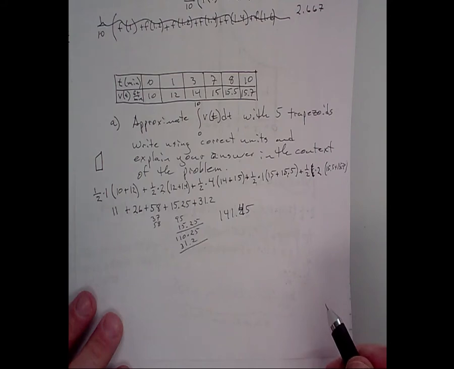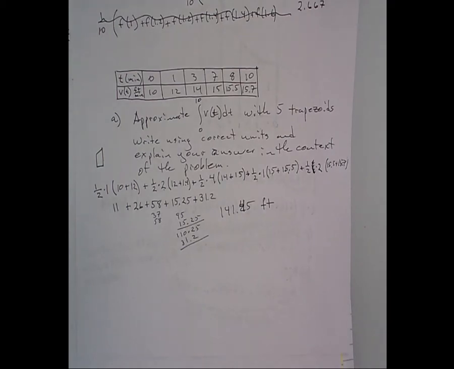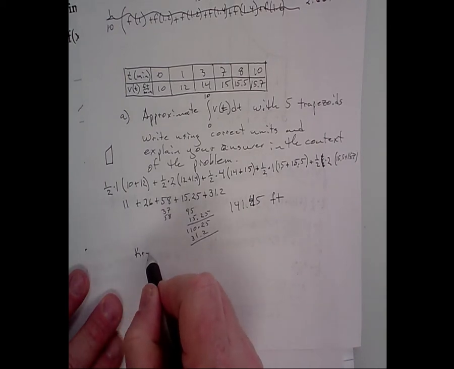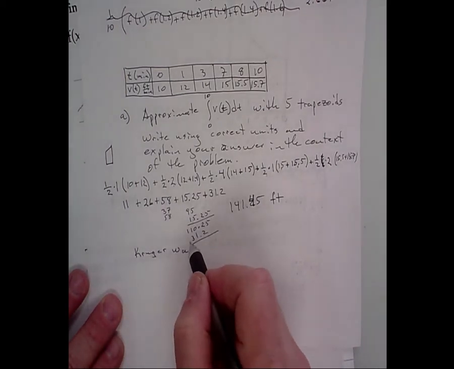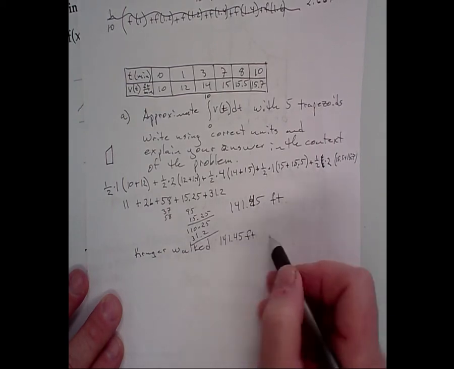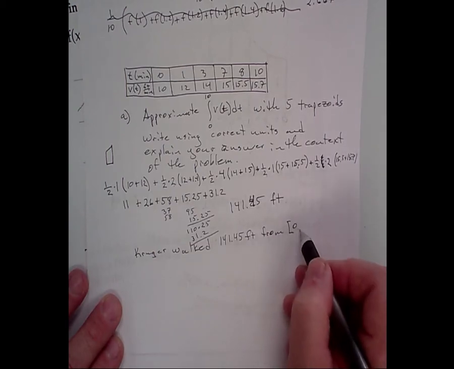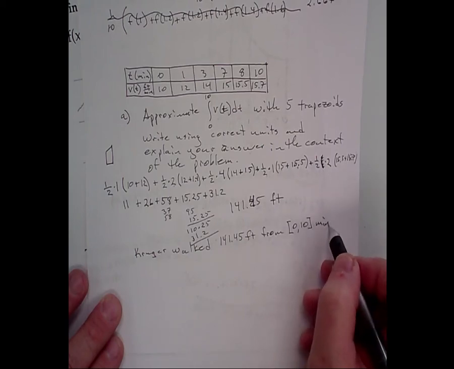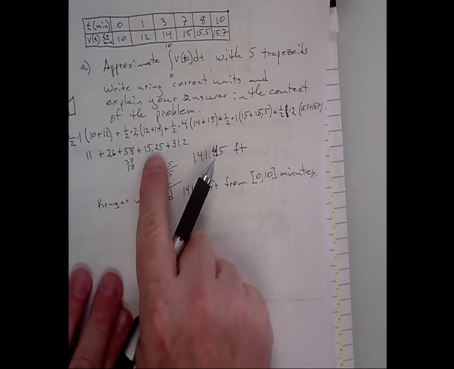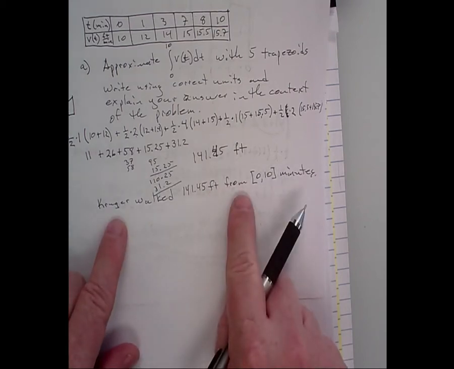What is it? Feet. Now, I've got 2 points so far. Kruger walked 141.45 feet from 0 to 10 minutes. I now have 3 points. I'll get a point for this work. I'll get a point for this answer. I'll get a point for this justification.